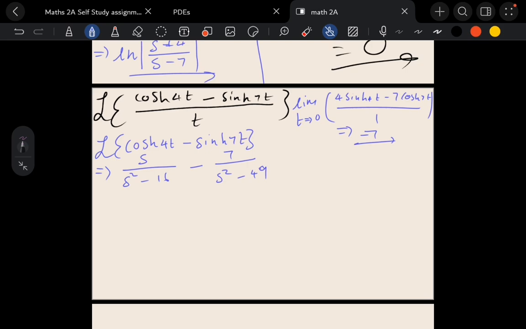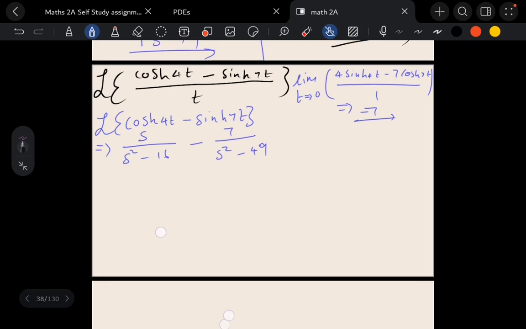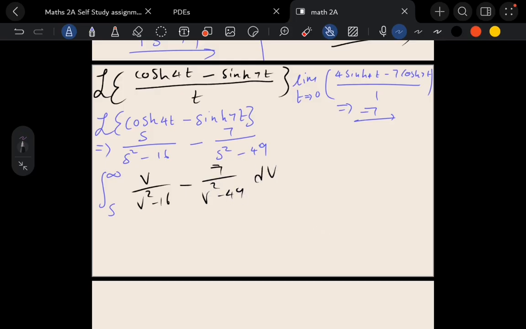Where there is x, I need to replace it with a dummy variable. I'm just going to choose another dummy variable. So I'm going to integrate this from s to infinity. But now I'm going to have v over v squared minus 16 minus 7 over v squared minus 49 dv. It's just going to change. You can write any letter you want, but run away from s and t.